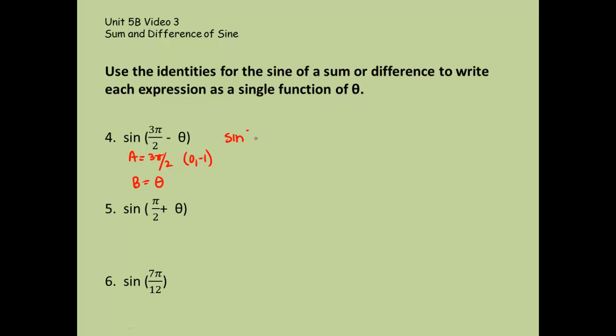So I have the sine of 3 pi over 2 times the cosine of theta minus the sine of theta times the cosine of 3 pi over 2. Filling these in, the sine is negative 1 times the cosine of theta, we don't know. The sine of theta we don't know, and the cosine of 3 pi over 2 is 0. So the second one gets wiped out, and my final answer is negative 1 cosine of theta, or just negative cosine of theta.